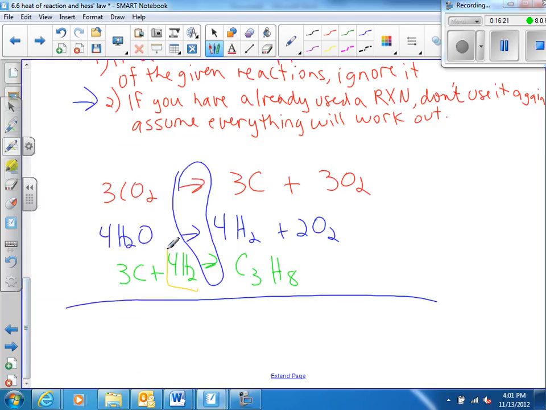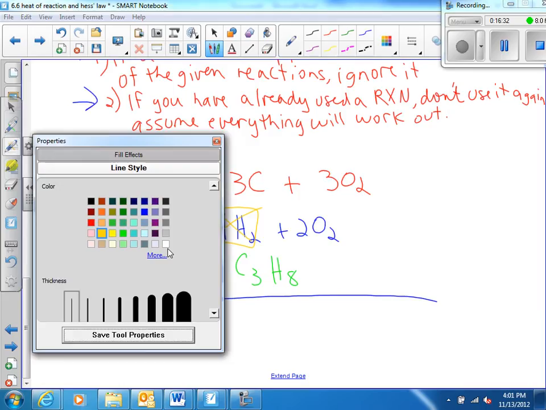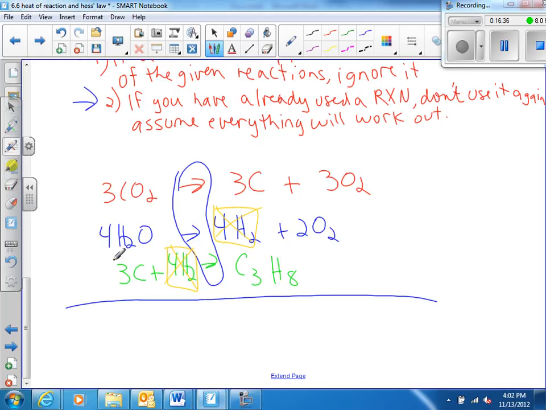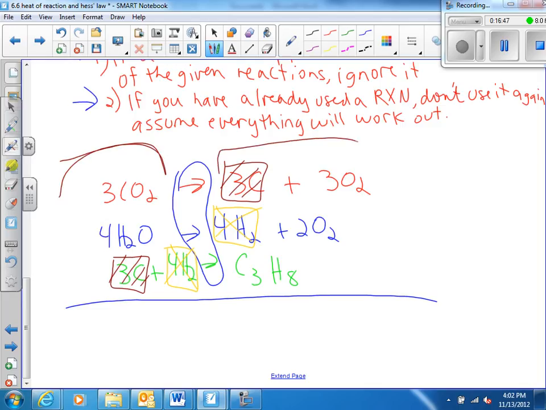Do you notice we have 4 H2s here and 4 here? Those are on opposite sides of the arrows, so they're going to cancel out. And I will look for anything else that will also cancel out. We'll use a different color. No, that's not a good color. Do you notice these 3 carbons here and the 3 carbons here will also cancel out? Anything that's on the left side of the arrows that's the same as something on the right side of the arrows can cancel out. Anything else? I don't think anything else can cancel out.